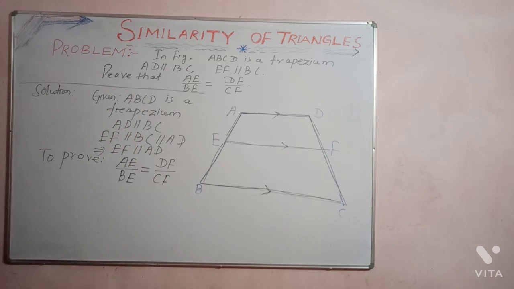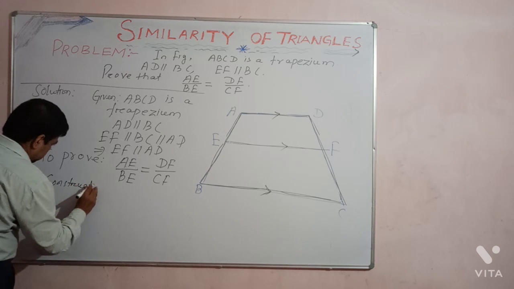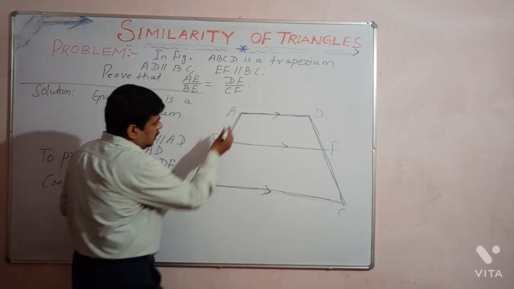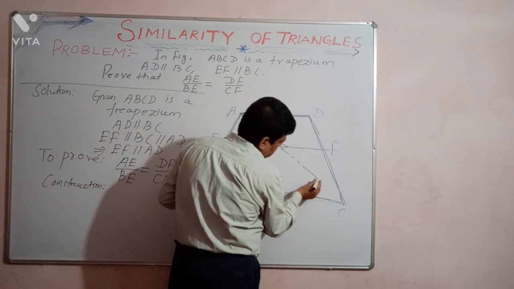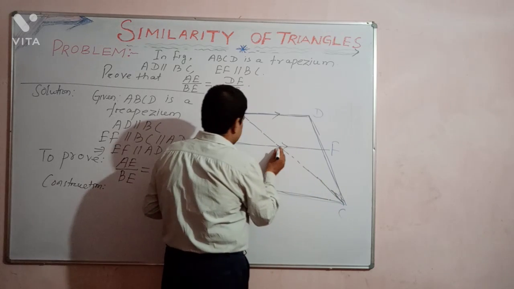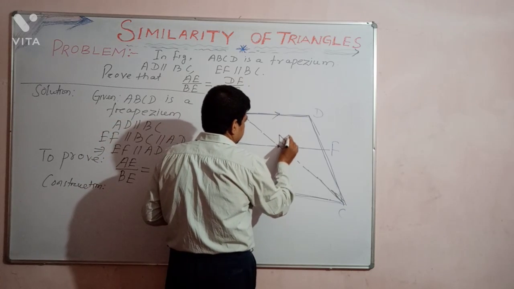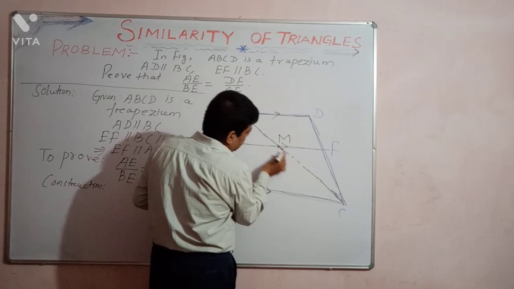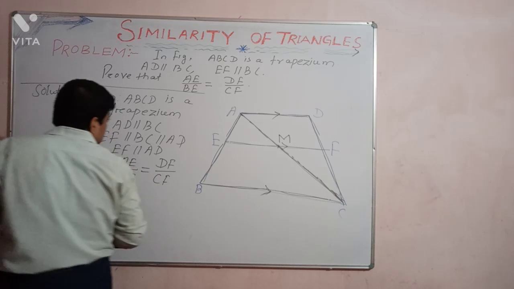Is it clear? Okay. And for that we have to do a simple construction. What is the construction? The construction is that we join AC, which intersects EF at the point, suppose M. Okay, this is the construction.